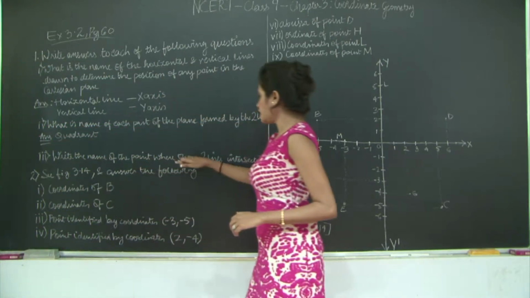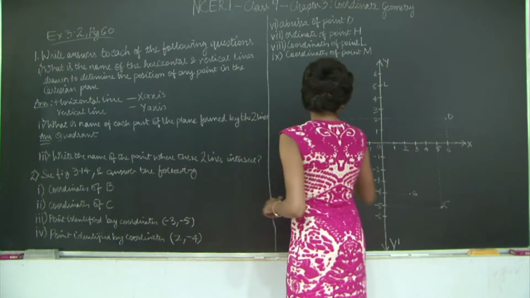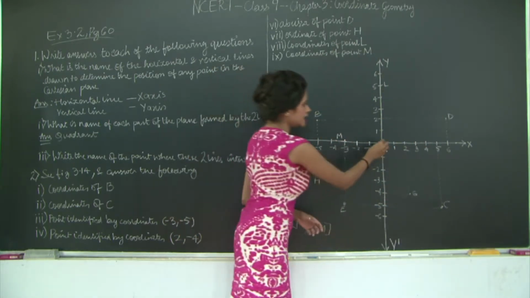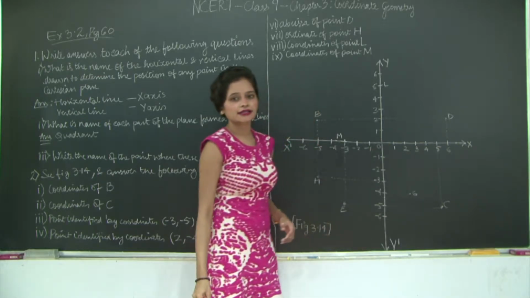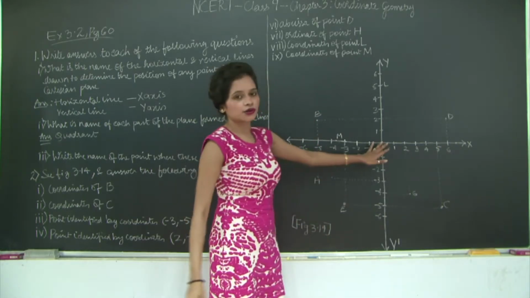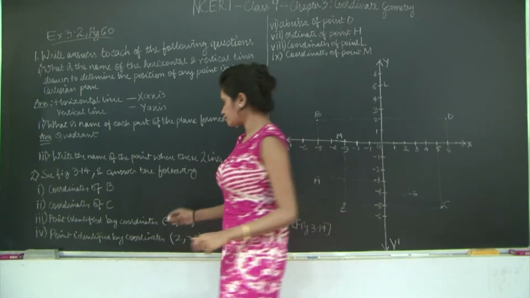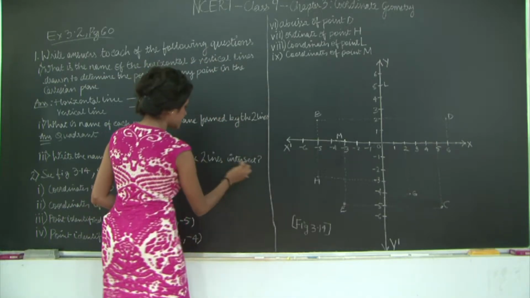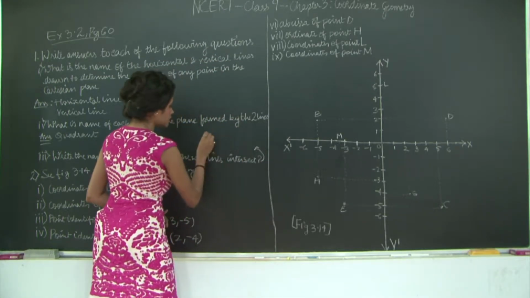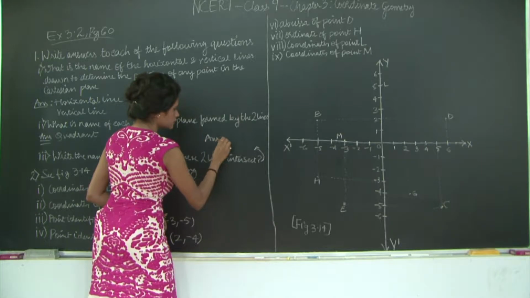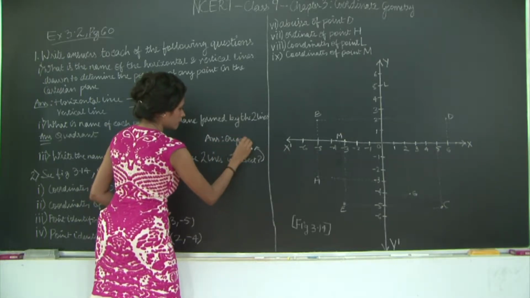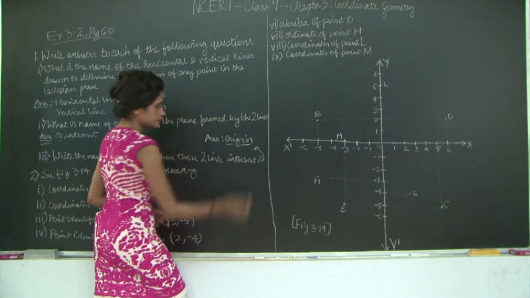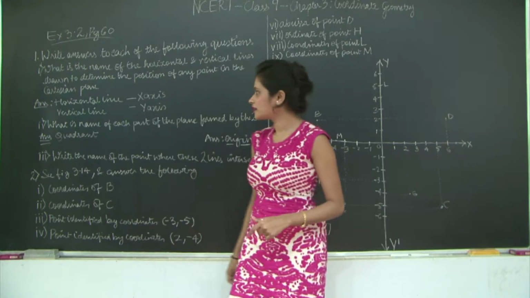Write the name of the point where these two lines intersect. So now see, we have the horizontal line here and the vertical line here. They are intersecting at this point, which is known as the origin, and the coordinates of the origin are always 0, 0. So I haven't left much space over here, so I'll just write the answer here. Answer. Origin. Okay, so we have done question number 1.